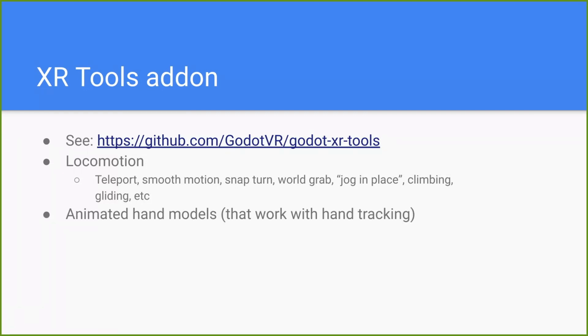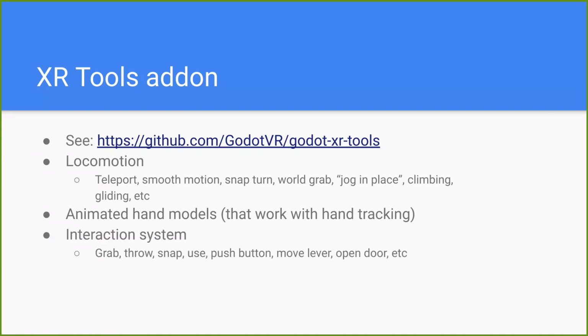Animated hand models that will also work with hand tracking. Hands are such a pain when you're just trying to prototype something. It takes a lot of work to make a good animated hand. Yeah, interaction systems, so being able to make different objects that you can grab and throw and snap in place and push buttons and turn levers and doors you can push and all of that kind of stuff.